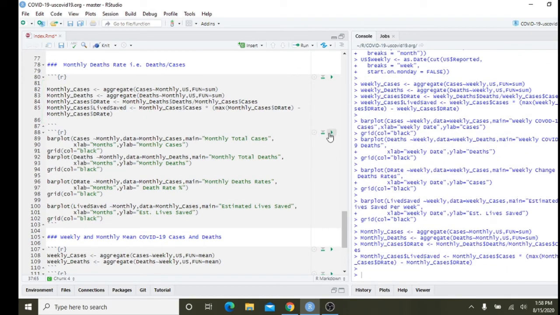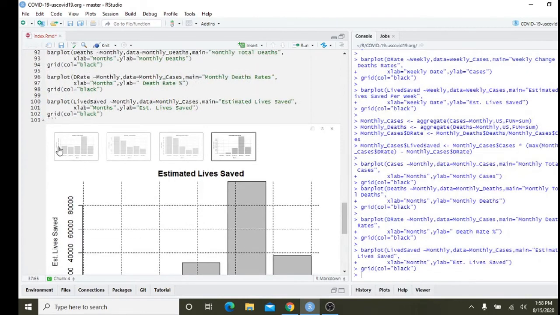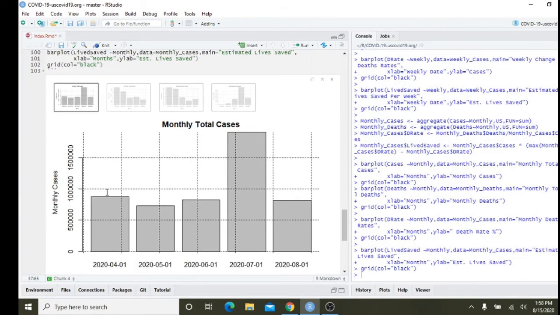Now let's do some monthly aggregations, followed by some monthly totals. So once again, monthly total cases, a spike in July of over 150,000 cases. Let's see what we got. Is this 3? I'm sorry, this is over 1.5 million cases for July added.